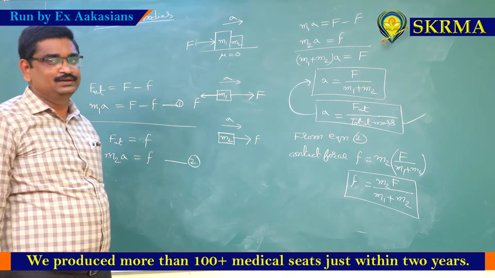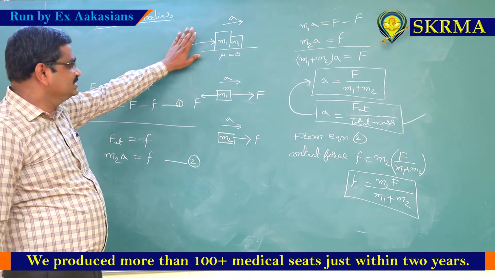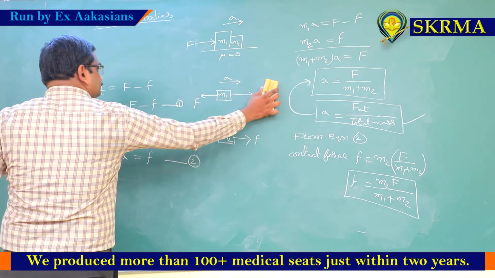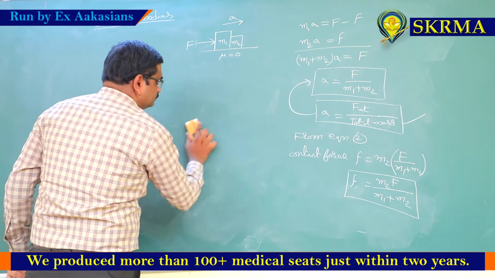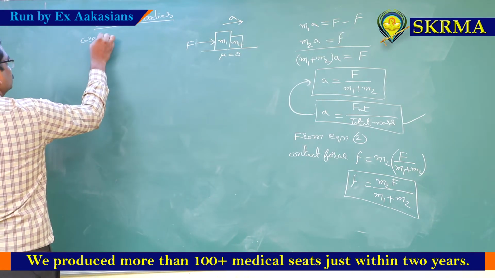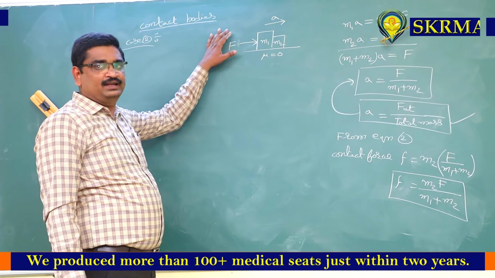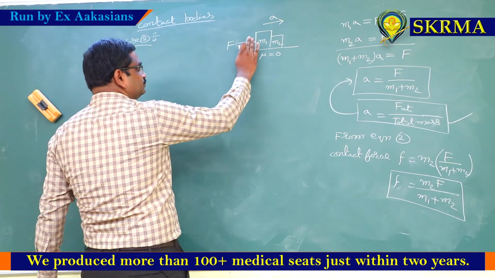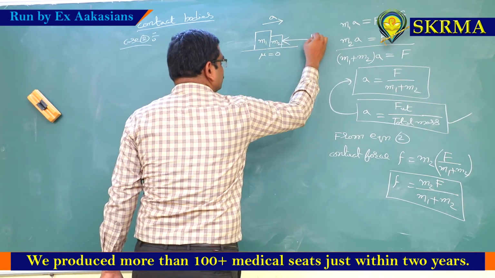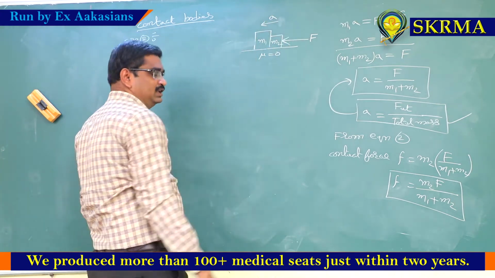So this is one case. Next, in the second case, just assume that the same force is acting, but this force is acting on M2 towards left. So acceleration is directed towards left only.